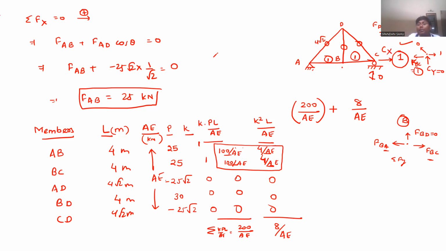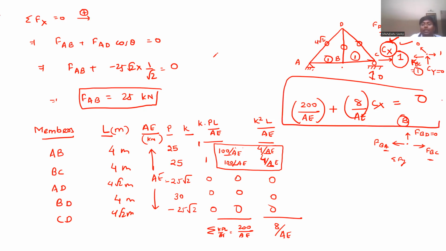Our main force is Cx, the redundant. So when you multiply this Cx with this displacement, you will sum it up to 0, because hinge won't allow any horizontal movement. This equation is coming from compatibility and will satisfy the compatibility of the main structure.